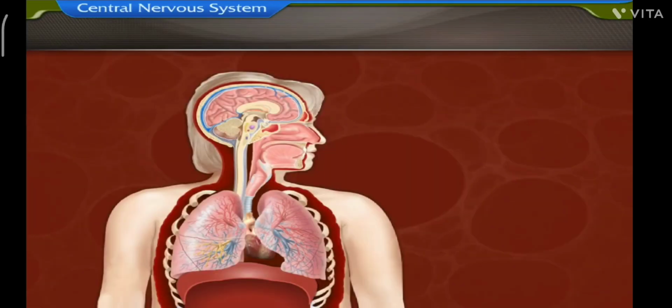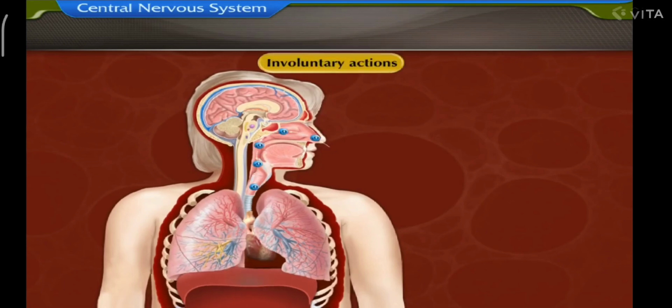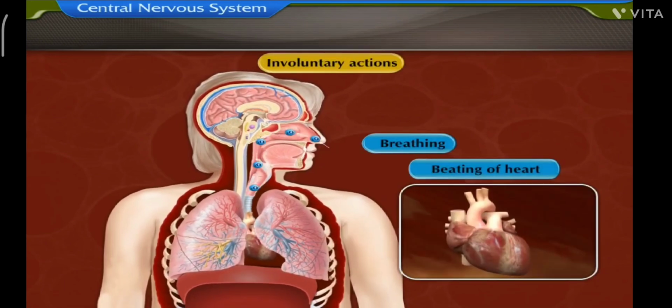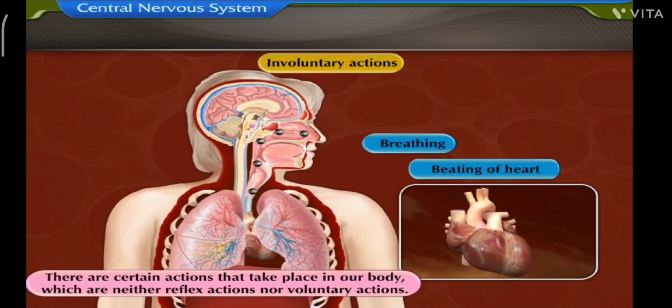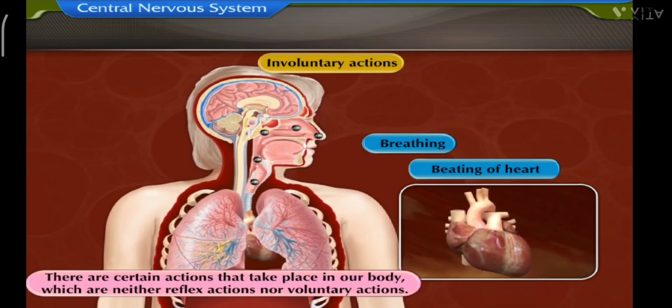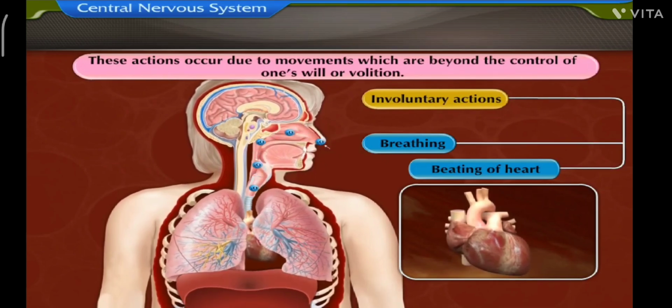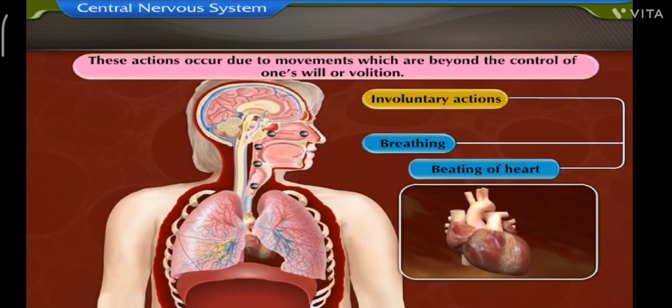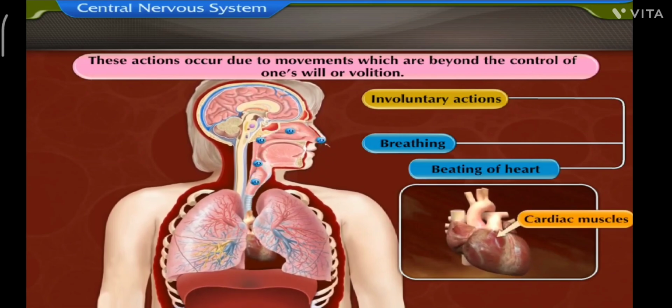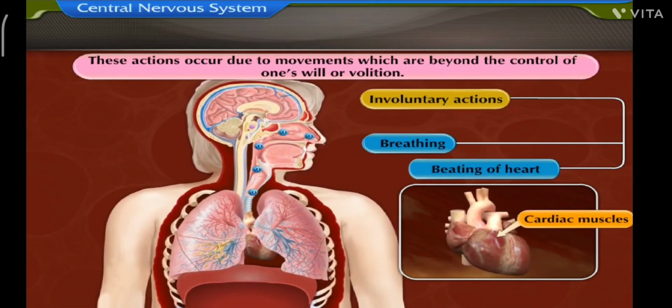Let us discuss the involuntary actions. We never think about breathing or the pumping of blood from the heart. There are certain actions that take place in our body which are neither reflex actions nor voluntary actions. These actions occur due to movements which are beyond the control of one's will or volition. For example, beating of the heart due to movements of cardiac muscles. Such actions are called involuntary actions.